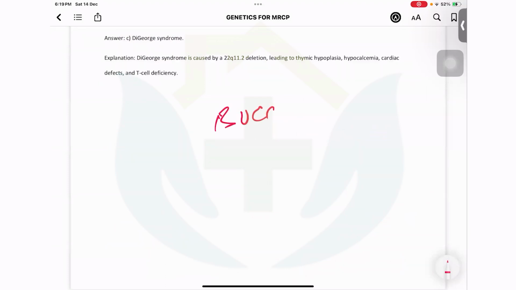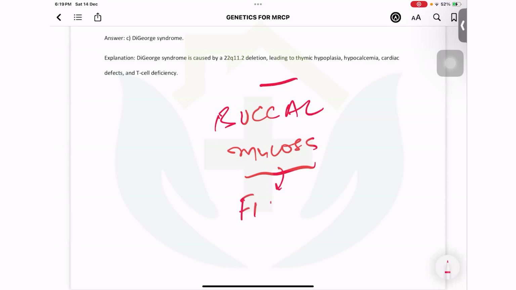Buccal mucosa. It is the buccal mucosa. Just like in COVID times, they were taking throat swabs, all you need to do is take a buccal swab. So you check them for what is the diagnosis test? It is FISH. What is FISH?